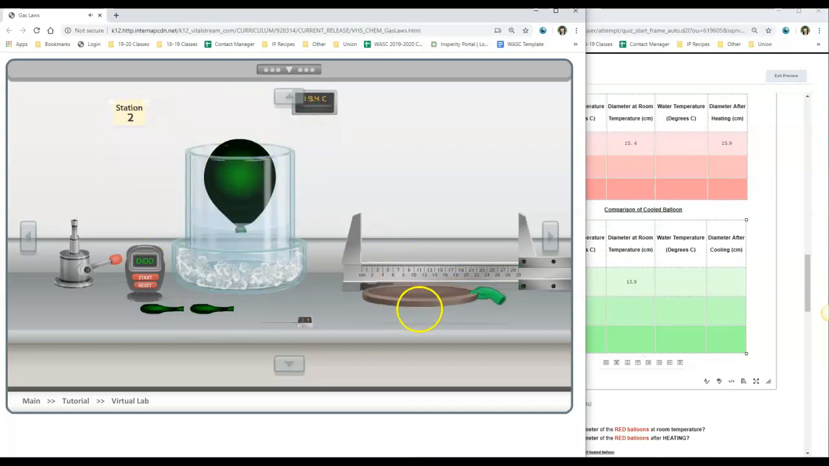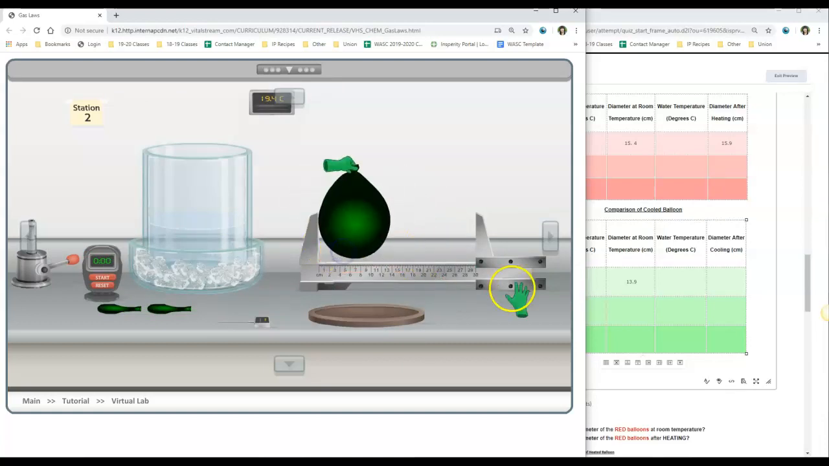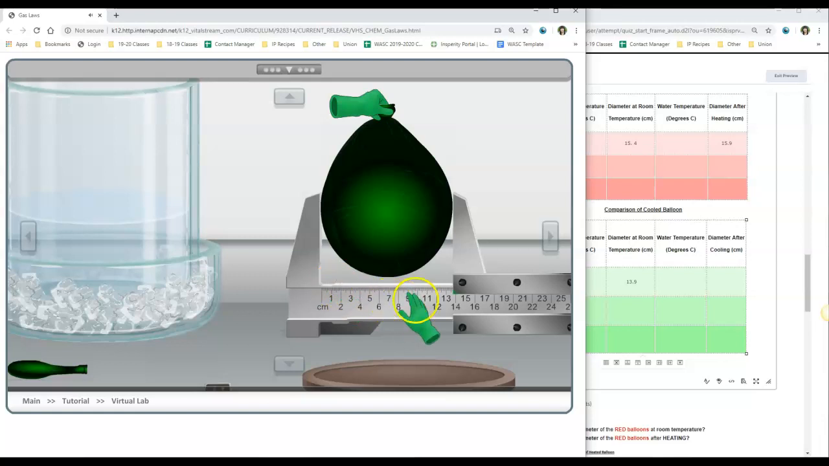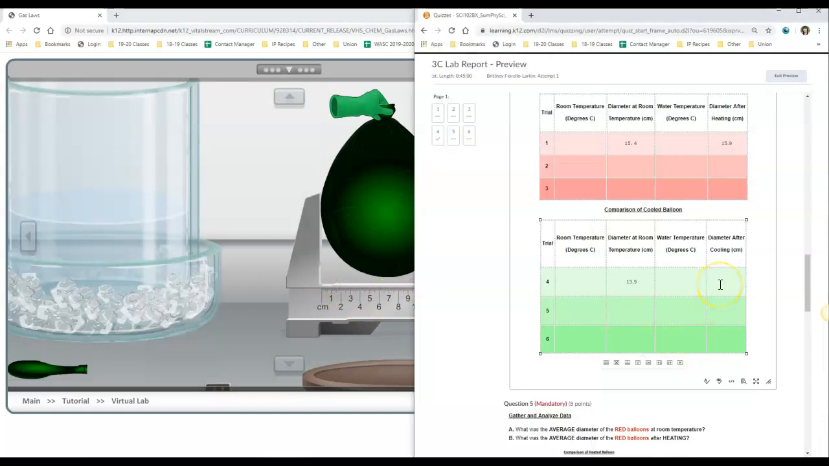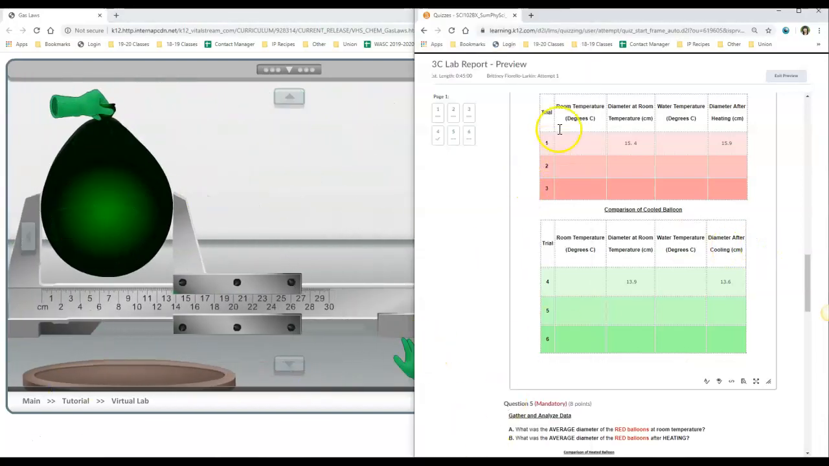All right, so popping the lid off of the cold one, I'm going to drop this one into the calipers to measure it. Zooming in, that one looks like it is now 13.6. So it started out at 13.9, now it's down to a diameter of 13.6, showing that it's smaller, which should make sense. Again, we should have everything filled out in the room temperature column and the water temperature column. All that's left are trials 2, 3, 5, and 6 for the diameters before and after.